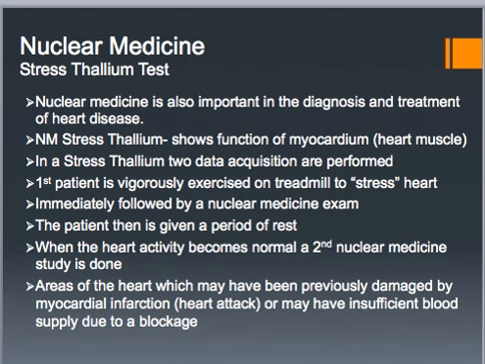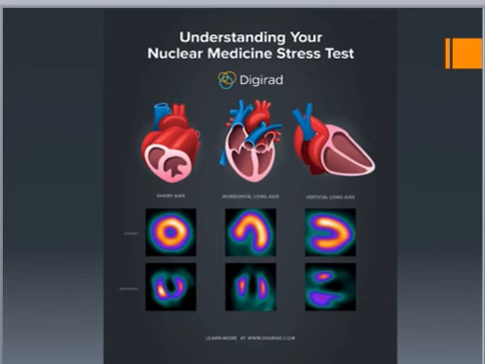And then they have the patient rest, and after that heart rate becomes normal, then they do a second nuclear scan. So this will help show the areas of the heart where previous damage by a heart attack or other areas that may have insufficient blood supply, maybe due to a blockage, those things are going to show up a lot easier on that. So this next slide here is what it looks like.